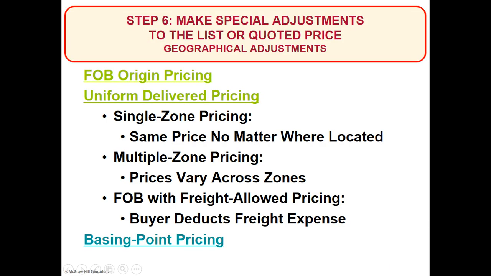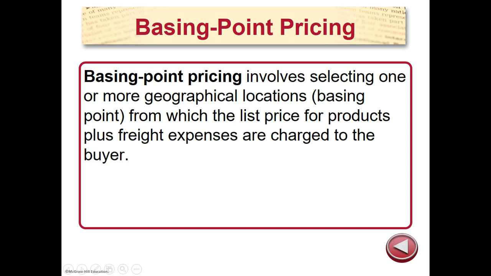There could be single zone pricing, same price no matter where it's located. For multiple zone pricing, prices vary across different zones. For FOB with freight allowed pricing, the buyer deducts freight expenses. And there's also basing point pricing. That is, select one or more geographic locations, basing points, from which the list price for products plus freight expenses are charged to the buyer.